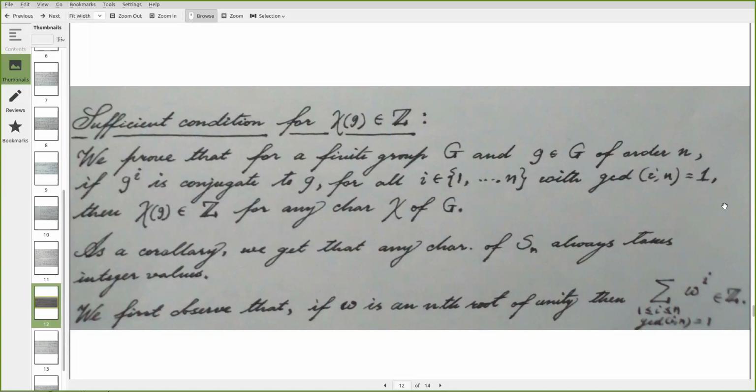The proof is based on a simple lemma. What it says is that suppose omega is an nth root of unity. Then if we raise omega to the power i, where i is an integer less than or equal to n and coprime to n, the sum of such omega to the power i is actually an integer. So first we will settle this lemma.